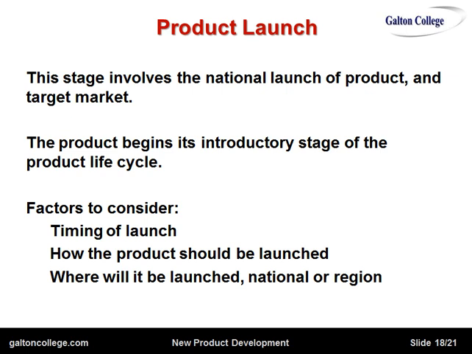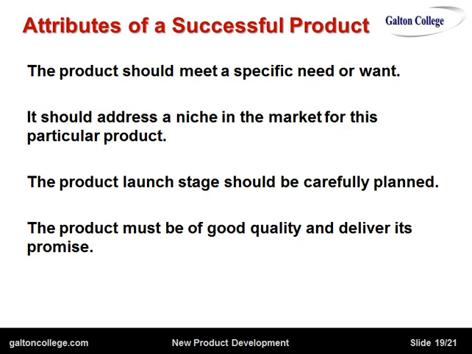And as I said, where will it be launched? Nationally, regionally, in a given city? Whereabouts? And why? What's the rationale for that? The product should meet a specific need or want, as I said earlier. To be successful, it must meet some customer need. It should address a niche in the market for this particular product. Ideally, there should have been a gap in the market, and this product fills the gap. That's the ideal situation.